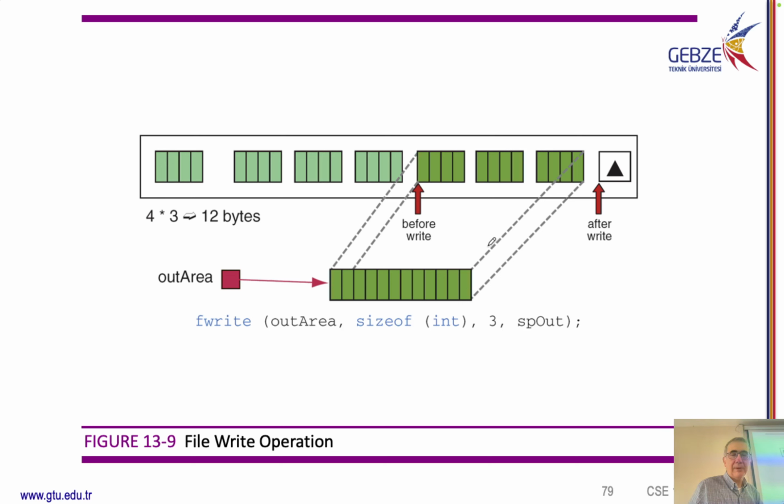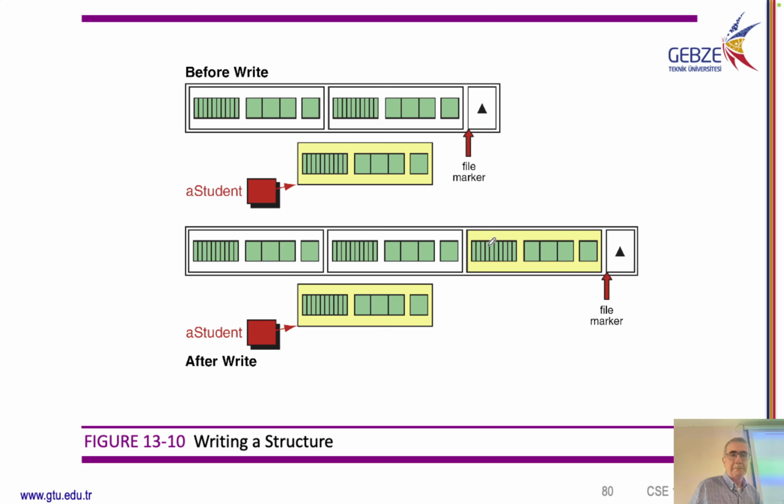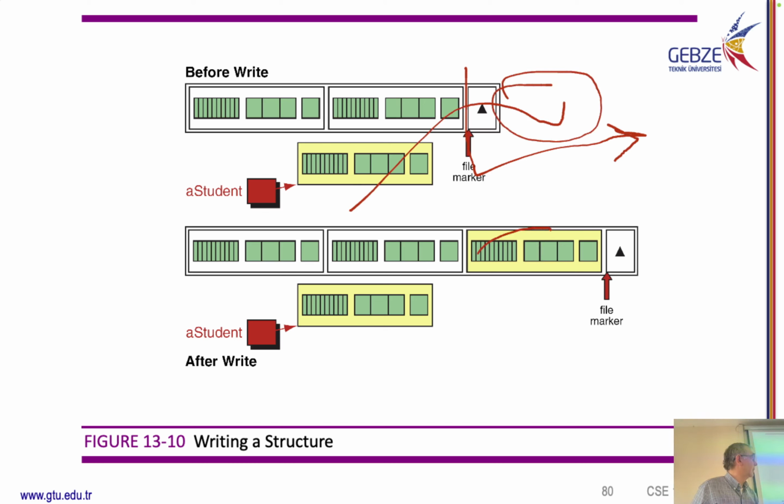3 of them is read. When we write, it is written from here to the right. So the new one comes here. Right? It is placed here, and the file pointer, end of file, is moved. It's a whole block. If you know the size of the structure, you can move back and forth.